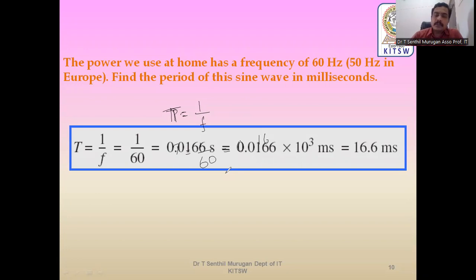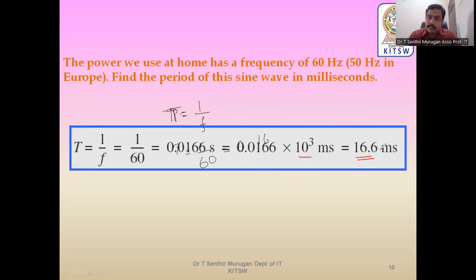We can represent this in milliseconds. What do we have to do? If we multiply with 10 power 3, then we will get milliseconds, so the seconds will be converted into milliseconds. Millisecond means 10 power minus 3 seconds. So to convert into milliseconds, we multiply with 10 power 3. Finally we get 16.6 milliseconds.